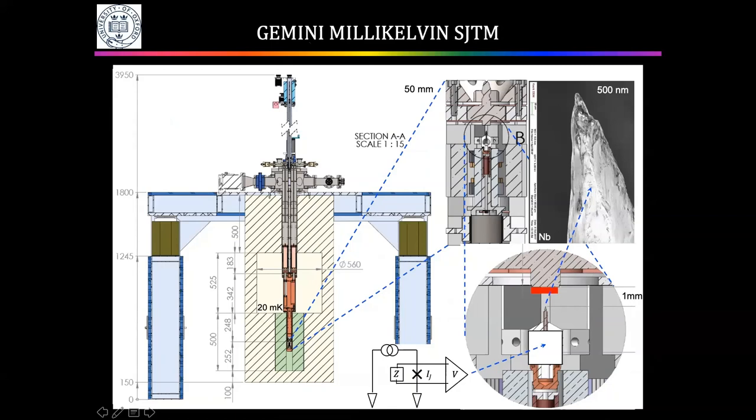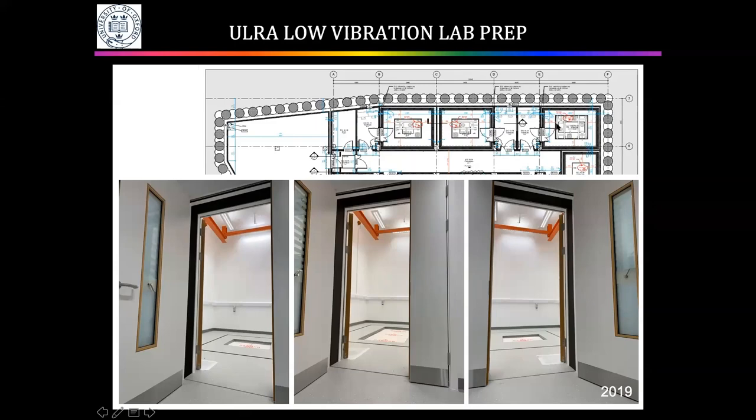It's a millikelvin scanned Josephson tunneling microscope with atomic resolution niobium tips. We have validated all of the technical components of this design. If the labs are working, we're pretty sure the design will work. Oh, and this has all been built. So here are the three labs. The Gemini microscope is going in this lab, which should be the quietest lab of all in the corner.